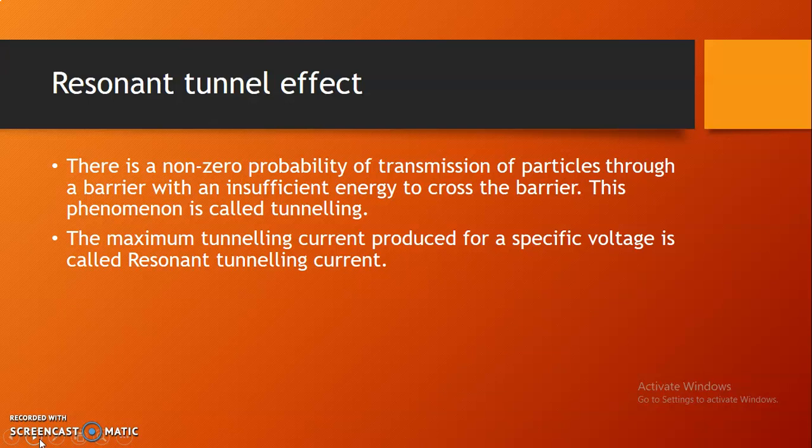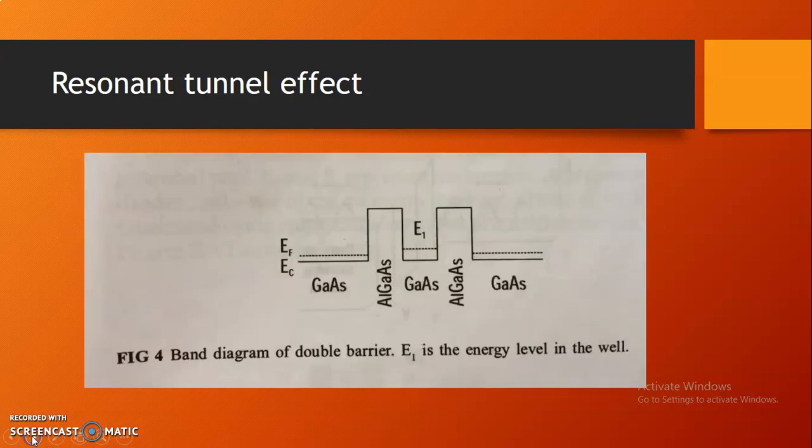Resonant tunnel devices. In this session, we'll study the resonant tunnel diode and later we will learn about the resonant tunnel transistors. We'll begin with the concept of tunneling. There is a non-zero probability of transmission of particles through a barrier with insufficient energy to cross the barrier, and that particular phenomenon is called tunneling. We have seen it already. The maximum tunneling current produced for a specific voltage is called the resonant tunneling current, and it is given by V1 equal to 2E by e. We have learned all this.